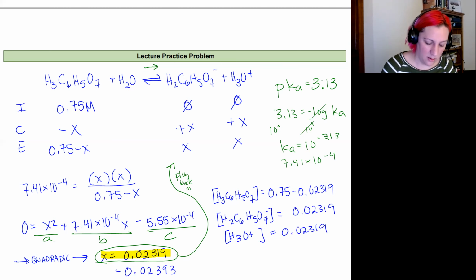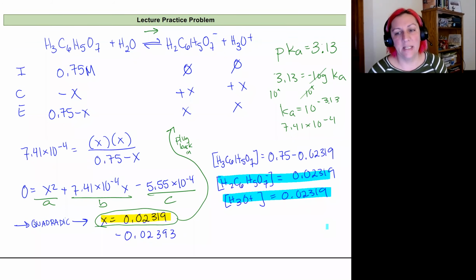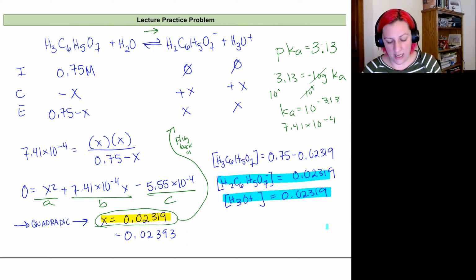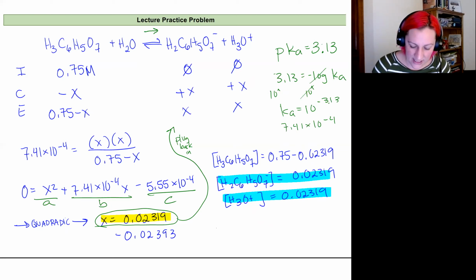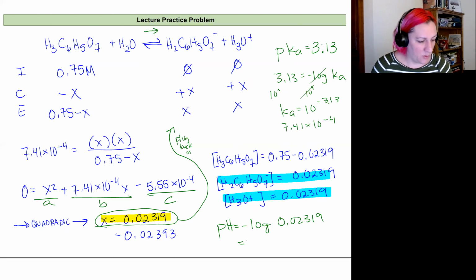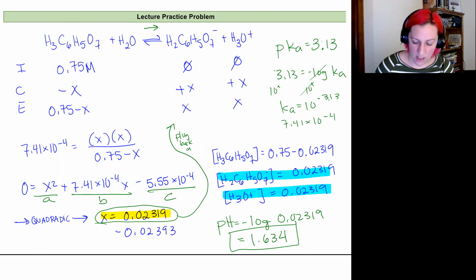Now, the products are going to become part of the next ICE table for this problem. Because my next dissociation reaction has my H2C6H5O7 minus reacting with water to lose another proton. And so I'm going to just take those two forward. But before I do that, I'm going to calculate the pH at this point so we can compare it to the pH after we do the next ICE table that takes into account the second ionization of a proton from citric acid. So just stopping here, if I calculate pH, it's going to be equal to the negative log of 0.02319, and it's going to equal a value of 1.634. So let's keep that in mind.